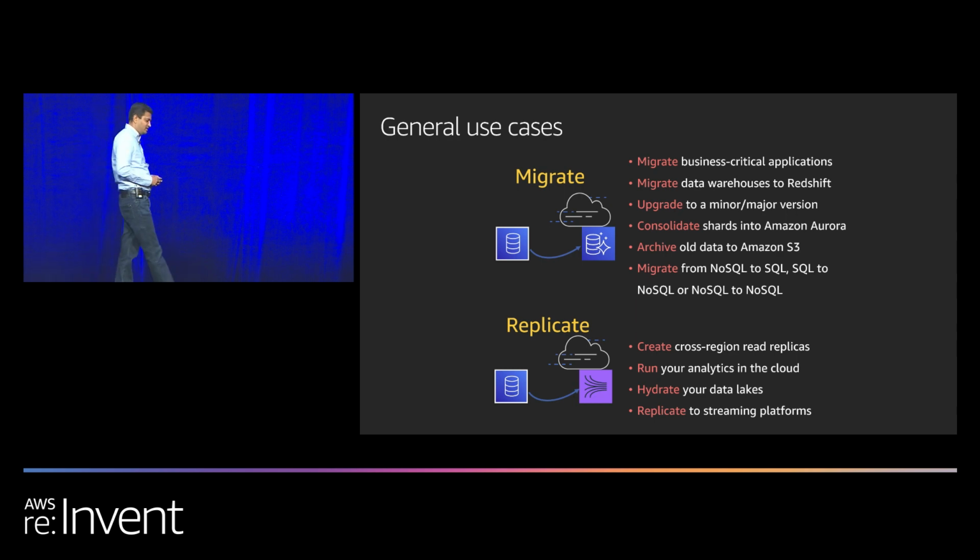On the replication side, DMS is used to create a cross-region read replica for backup and disaster recovery purposes. You can also run analytics in the cloud, and we will see those use cases in the next slides. You can also combine data from heterogeneous data sources and hydrate your data lake, and you can use DMS to replicate data to a streaming platform. So this was the general overview of Database Migration Service, what the use cases are and how various customers are using DMS today.